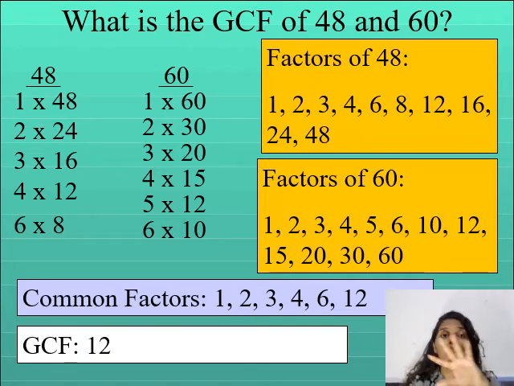Now, with the help of all these three examples, I hope the concept, the way to find the GCF for the given pair of numbers, is clear to you. Let's move to another example.